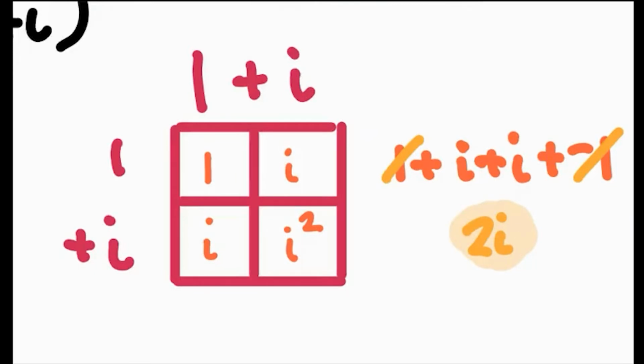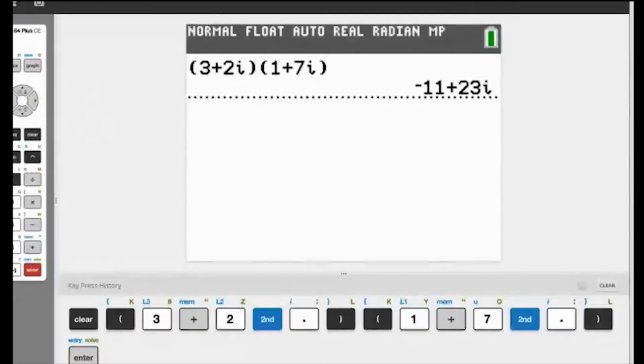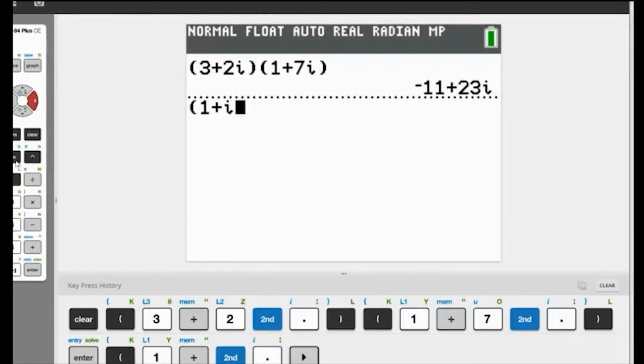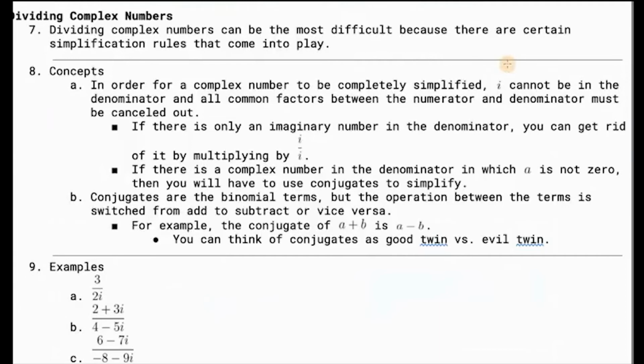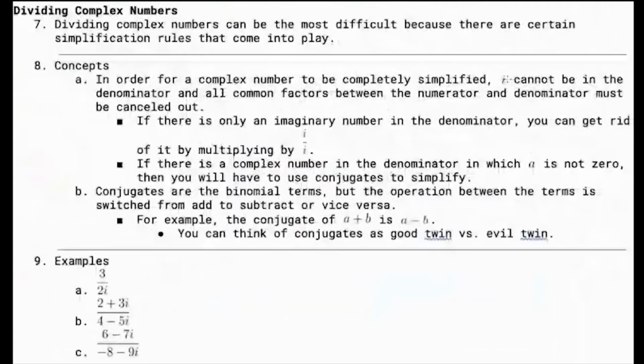Okay, so the next thing we need to do is actually check this on our calculator. So on your calculator, do 1 plus I quantity squared, and you get 2i. Let's go on to the last thing that we're talking about today, dividing complex numbers.